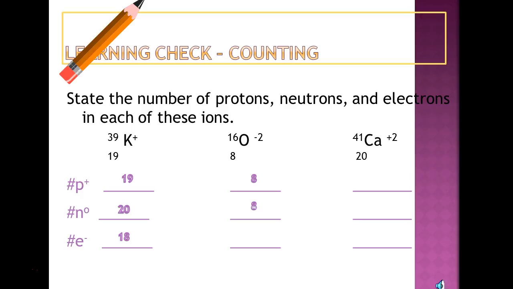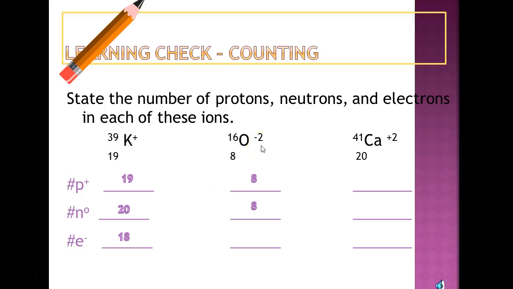So 16 minus 8 gives us 8 neutrons. Okay, now for the electrons. As an atom, oxygen would have 8 electrons since it has 8 protons. However, it became an ion, and here a -2 charge.